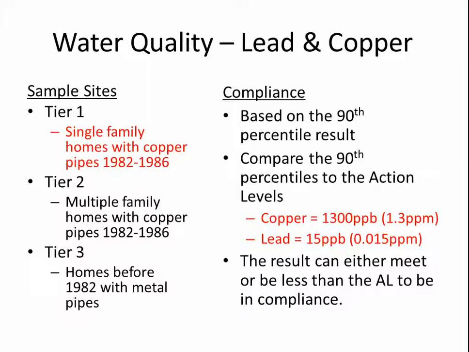So you get all of your results and you order them from low to high and find the 90th percentile and compare that 90th percentile number to the action level. So if the 90th percentile of your copper results is less than the action level, which is 1,300 parts per billion or 1.3 parts per million, then you are in compliance. If your lead 90th percentile level is below the action level, which is 15 parts per billion, which is the same as 0.015 parts per million, then you meet the lead action level and you're in compliance.